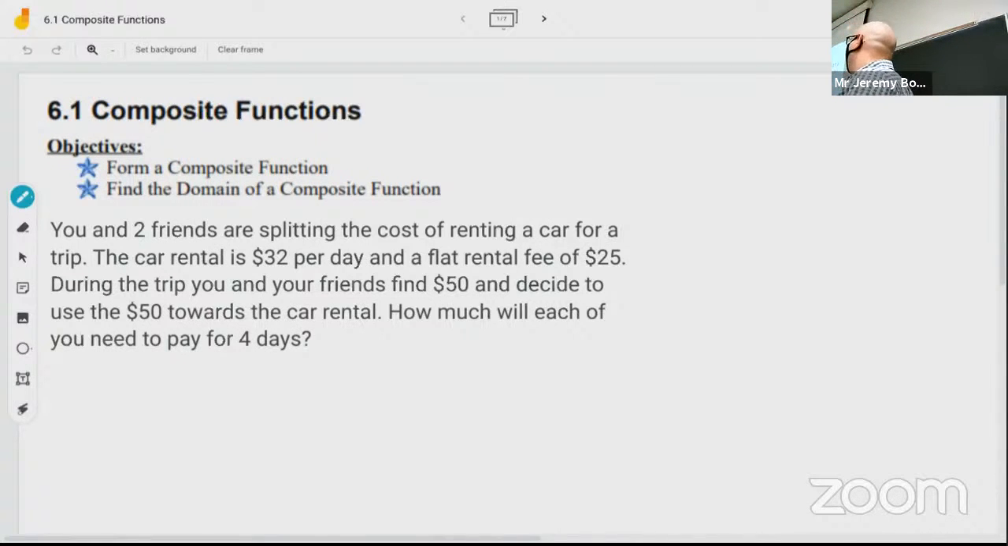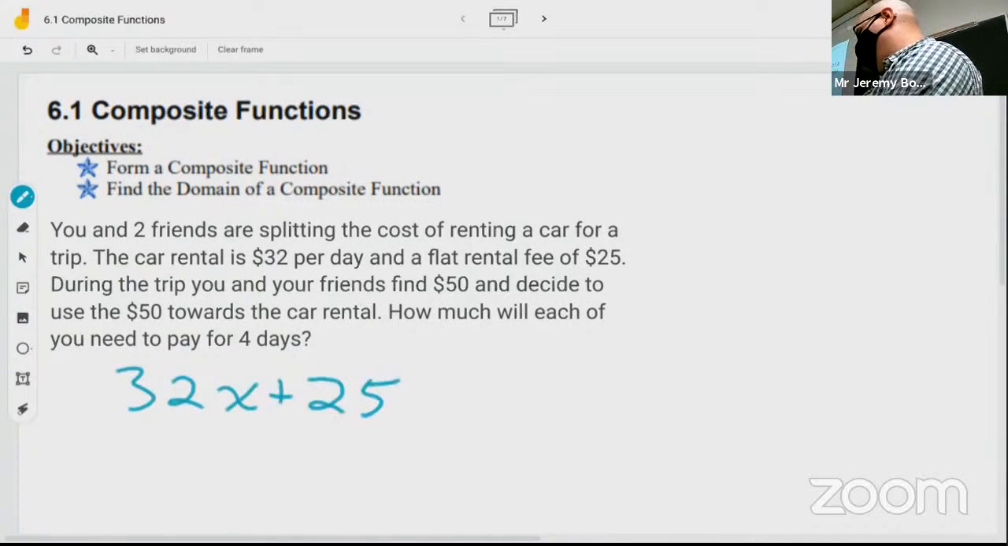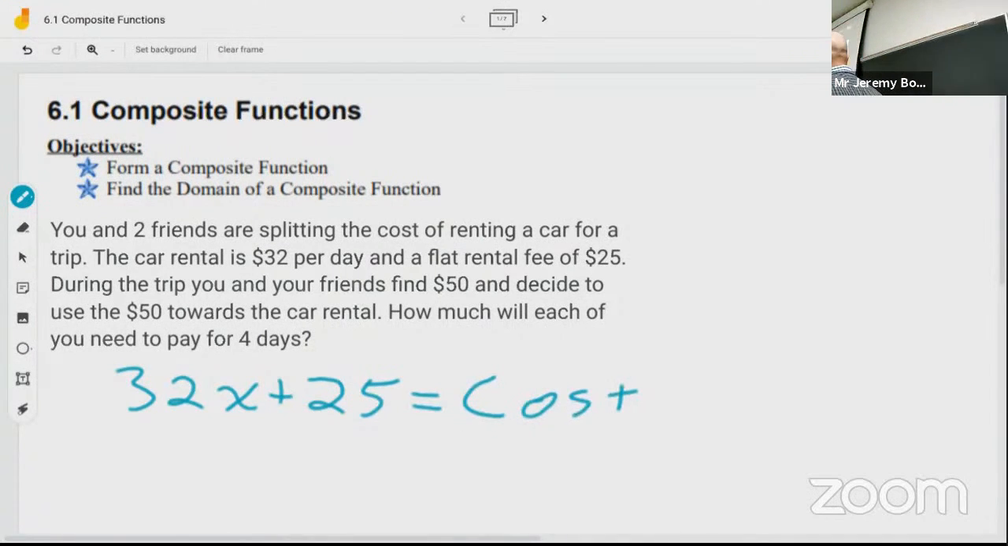All right, well, what kind of equation are you talking about? And what's that telling us? Yeah, you're right. It's basically the cost of the rental car. It's going to be 32x plus 25, but what's x in our case?